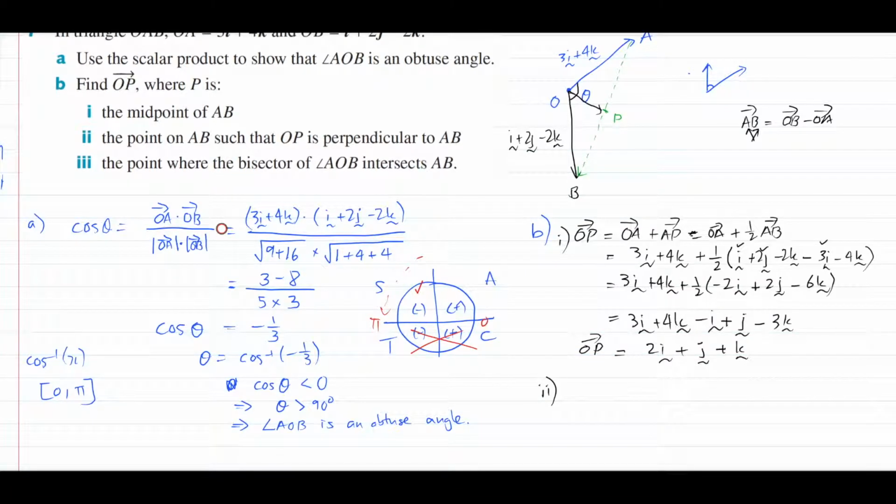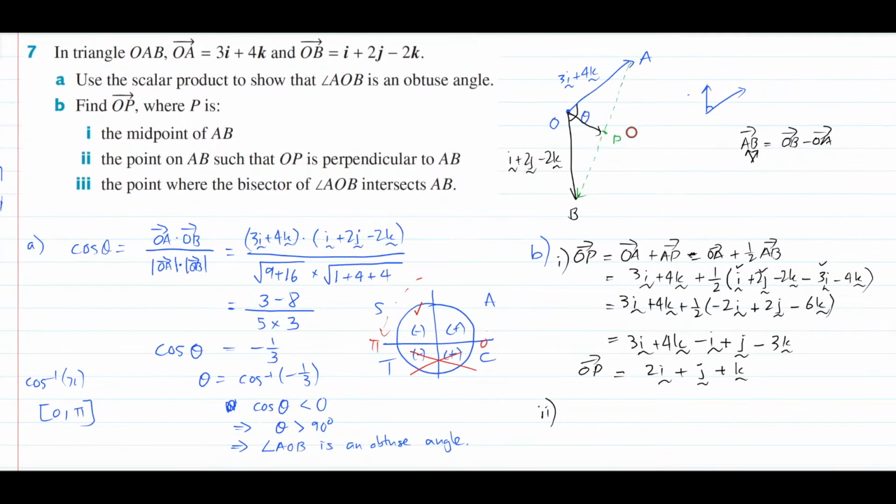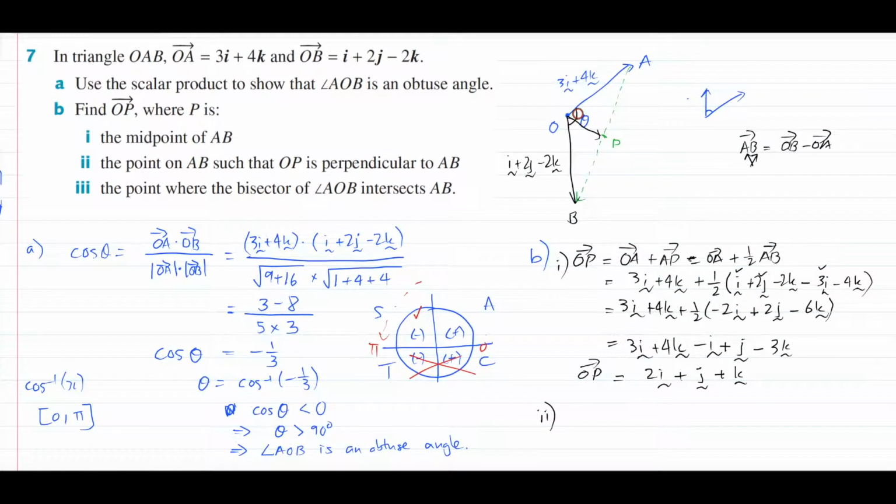Part (ii): the point P on AB such that OP is perpendicular to AB. Okay, now what's happening here? That is saying you have point P somewhere. It doesn't have to be in the middle. It can be maybe here or somewhere, such that O to P is perpendicular, that means 90 degrees, to A to B.